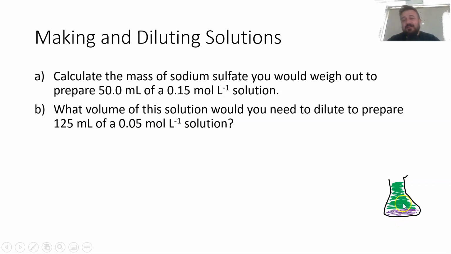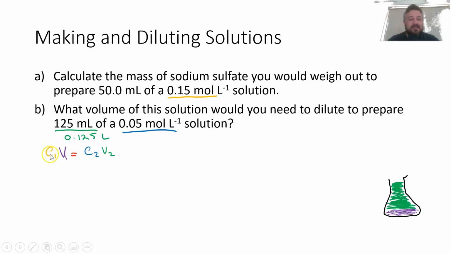Doesn't matter. Anyway, so what it's asking you is this purple here, this is your original solution. So it's asking you, how much of the original solution do you need to put in to make up 125 milliliters of 0.05 moles per liter solution? Okay, so we've got an original solution of 0.15. We want to make it 0.05, but we also want 125 milliliters. So this is actually really useful in the lab situation, which is why I kind of like this one.